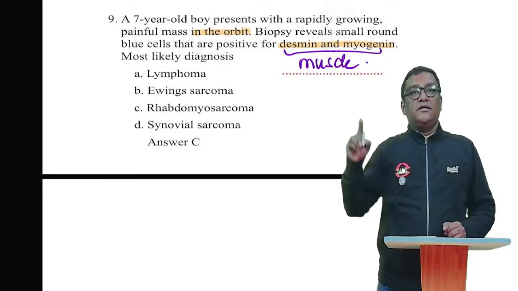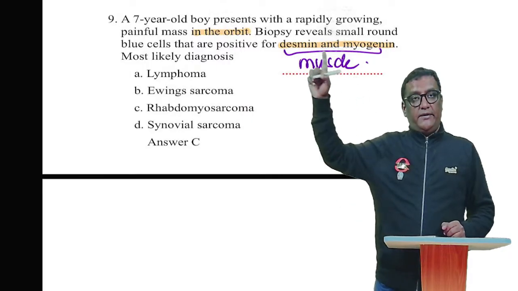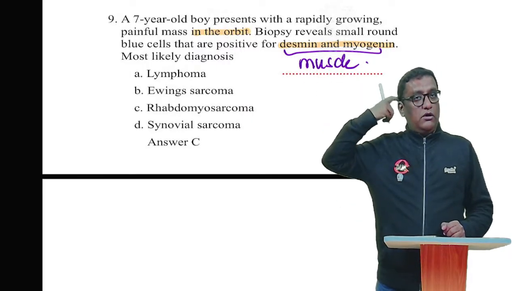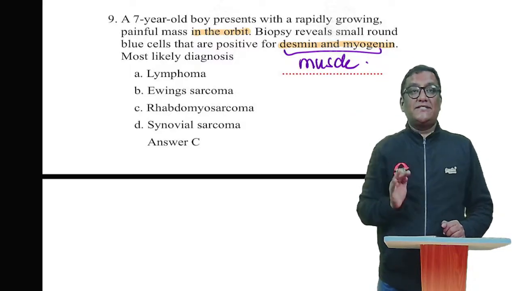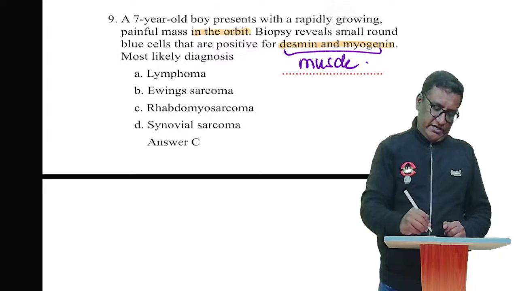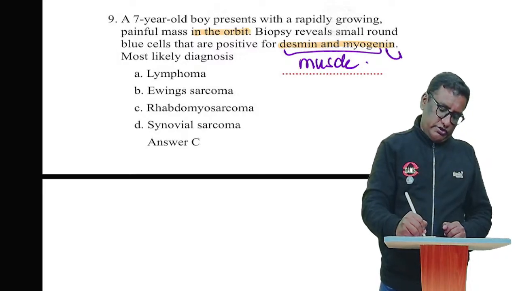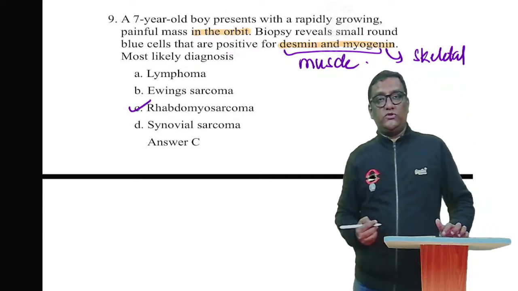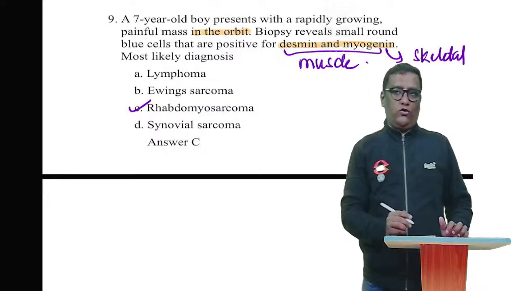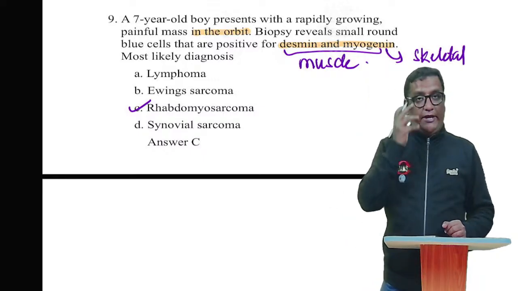So it is a muscular tumor. Desmin is for both smooth and skeletal muscle, myogenin is more for skeletal muscle, and it's a skeletal muscle tumor, isn't it? Myogenin is for skeletal muscle. So the diagnosis will be rhabdomyosarcoma, and they will be periorbital in nature.